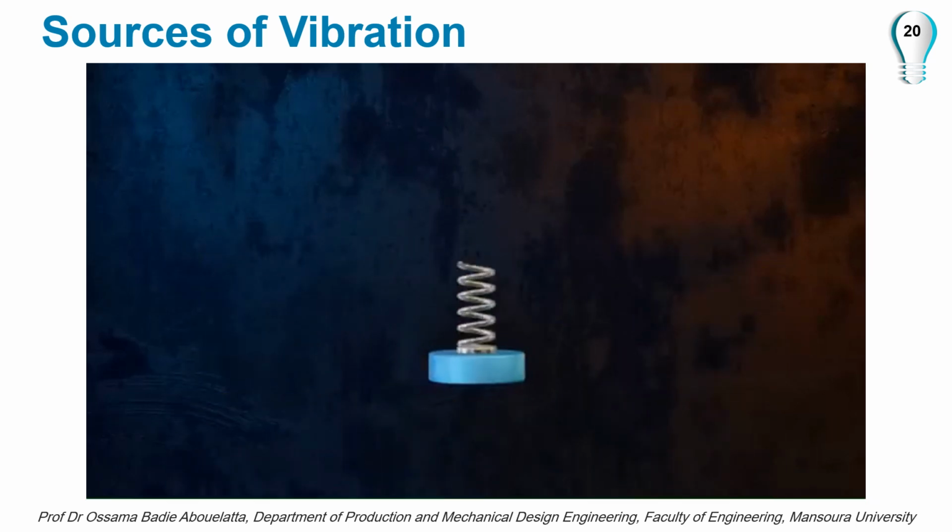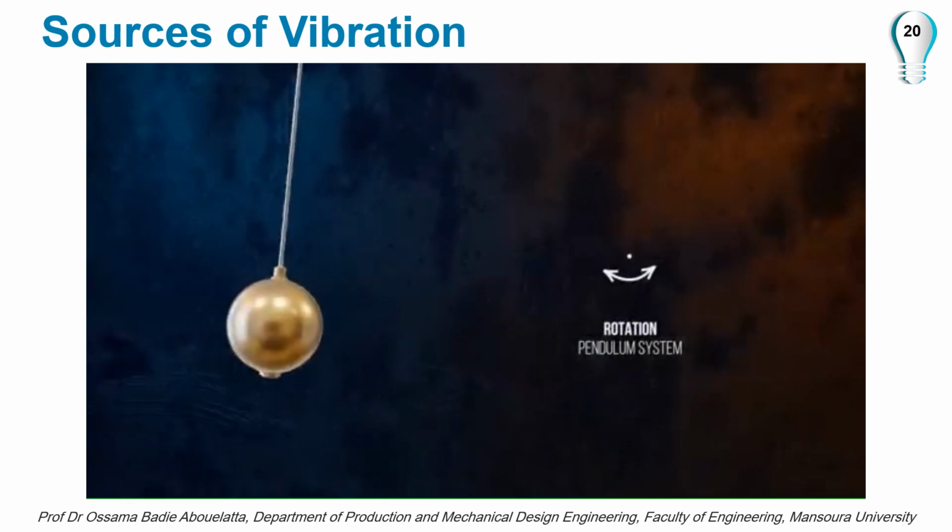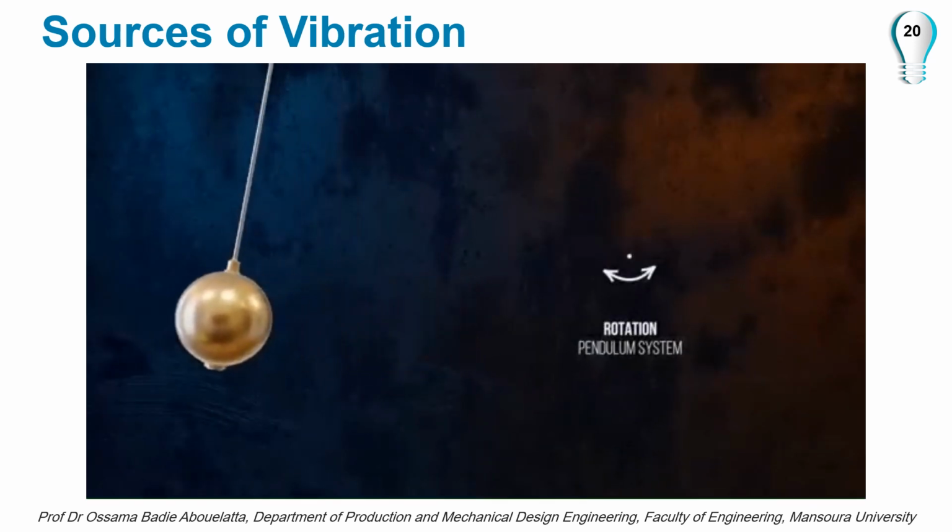We've only covered mass spring models in this video, which oscillate by translating. But there are other types of vibration too, like pendulums, which oscillate by rotating.